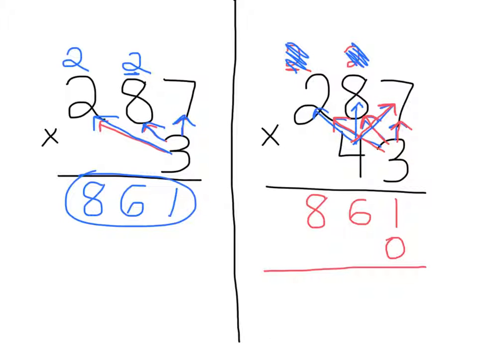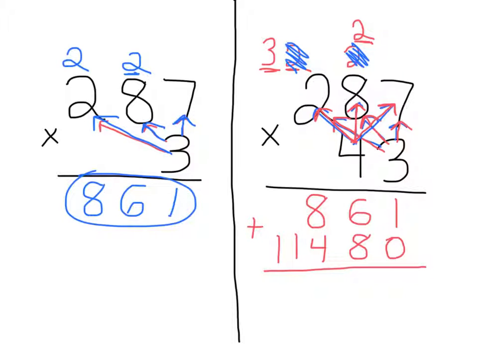4 times 7 is 28, so we put the 8 here, carry the 2. Now we multiply times the tens. 4 times 8 is 32, plus the 2 is 34. Now we multiply times the hundreds. 4 times 2 is 8, plus the 3 is 11.